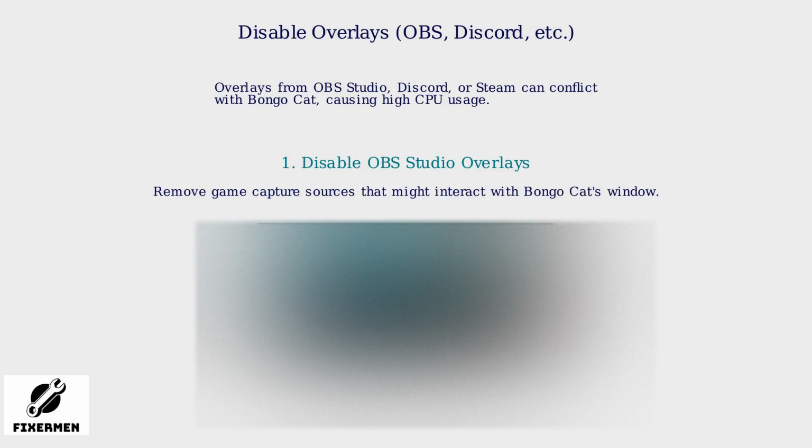Overlays from applications like OBS Studio, Discord, or Steam can sometimes conflict with Bongo Cat, leading to increased CPU usage. Try disabling these overlays to see if it resolves the issue. For OBS Studio, remove any game capture sources that might be interacting with Bongo Cat's window. Similarly, disable the in-game overlay in Discord settings. Turn off the Steam overlay in the in-game settings as well. Restart Bongo Cat after disabling overlays to test the impact.